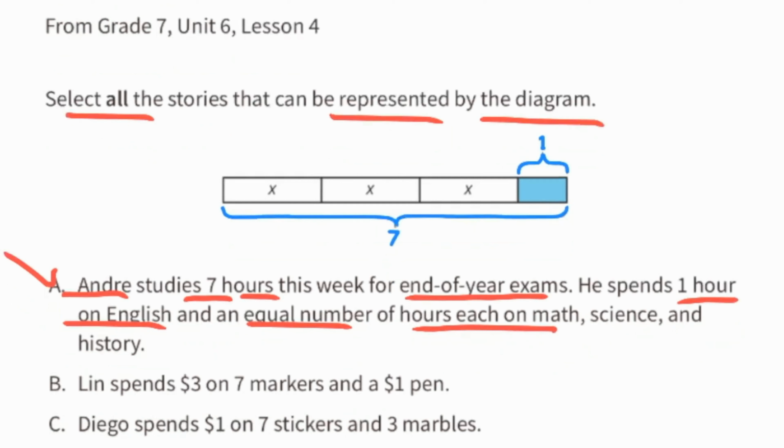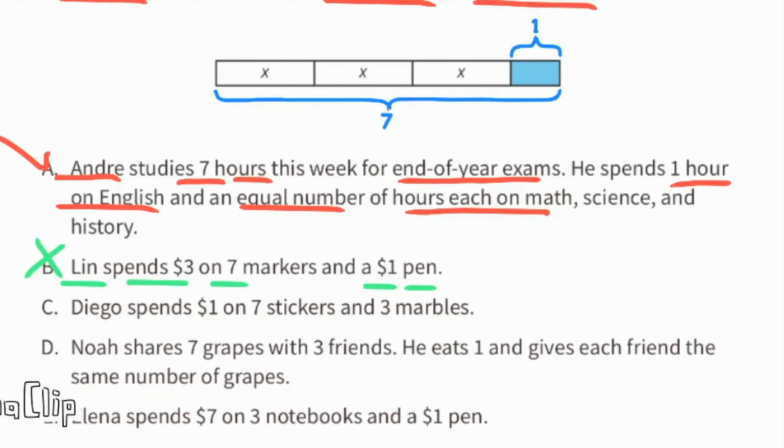Let's look at story B. Lynn spends $3 on 7 markers and $1 on a pen. 3 times 7 plus 1. That's a total of 22, not 7. So the diagram doesn't represent story B. Let's look at story C. Diego spends $1 on 7 stickers and 3 marbles. I would disagree because the diagram looks like Diego spent $7 on 3 marbles and 1 sticker.